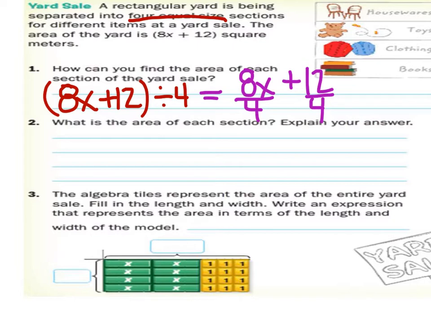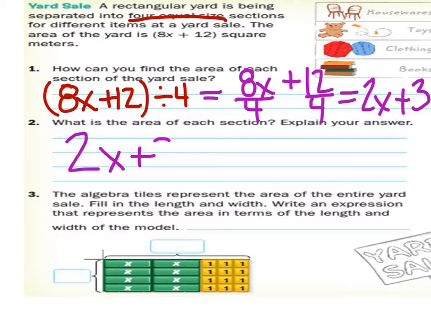Why do you divide it by 4? Because we divided it by 4. Well, what's 8x divided by 4? 2x, right? Plus 12 divided by 4, 3. So this is how you'd find the area of each section, which we already found to be 2x plus 3. When we explain our answer, we just need to show the work.